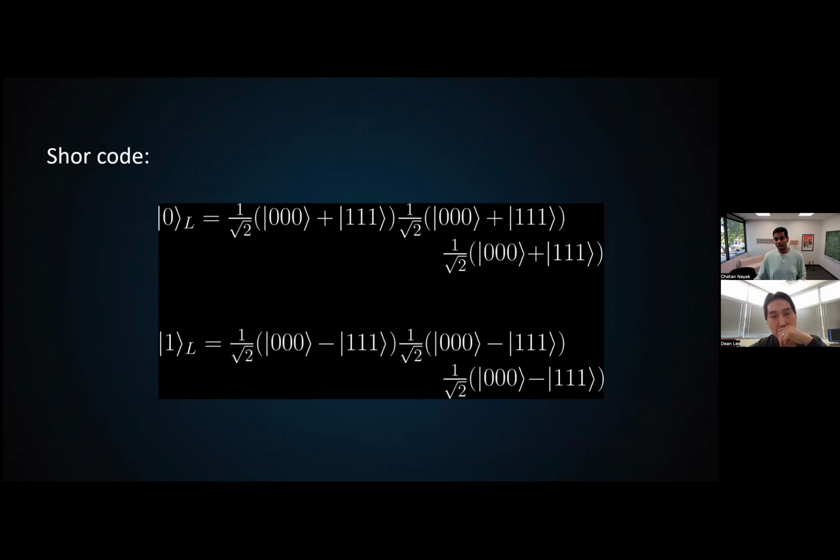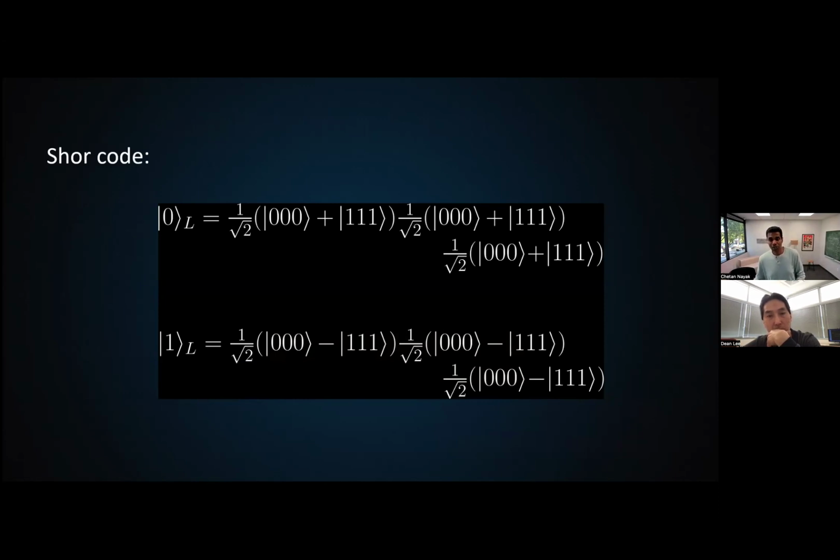This involves 9 qubits, so it's forming an entangled state with these 3 qubits, and then taking 3 such entangled states and then entangling them. These are what are now called the logical 0 and logical 1 qubits. With this kind of code, you can catch a flip of one of the qubits. You can also catch a relative phase error between 2 states of a qubit.